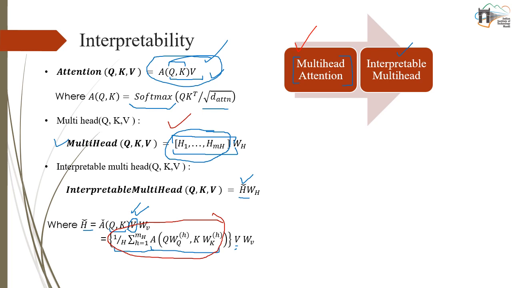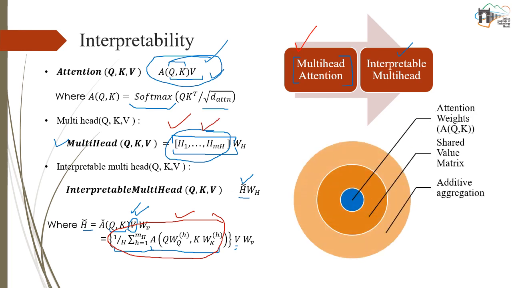So to keep that attention mechanism alive and to backtrack it once we get the output, we do this additive aggregation of our attention heads and not concatenation. To summarize, they get these attention weights, and instead of providing different value matrices for different features, they use the shared value matrix.